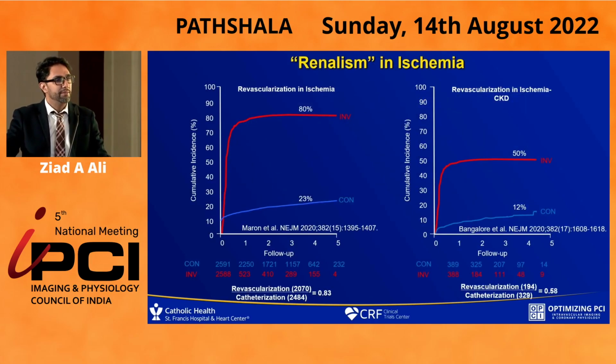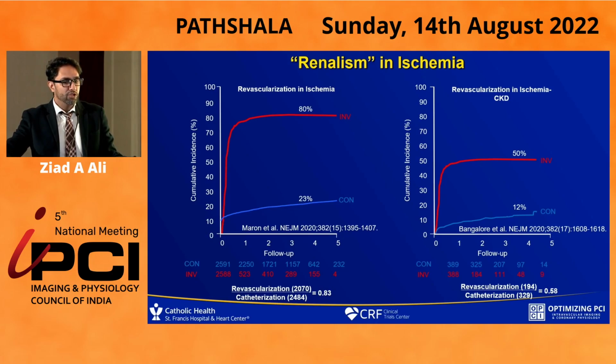Let's look at renalism in one of the most important contemporary trials in today's interventional cardiology. So this is the ISCHEMIA trial, on which I was an author, and I ran the angiographic core lab for. On the left side, you see the revascularization in the randomized invasive arm compared to conservative. And what you see is that 80% of patients who were randomized to revascularization actually got revascularized. So the ratio of revascularization to catheterization is about 83%.